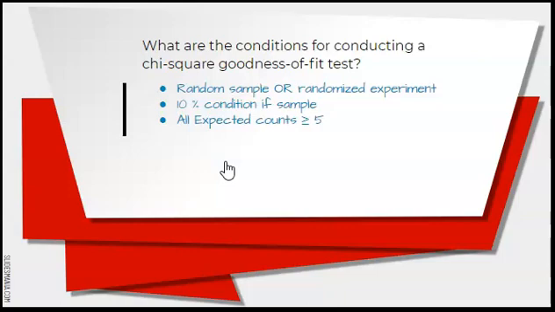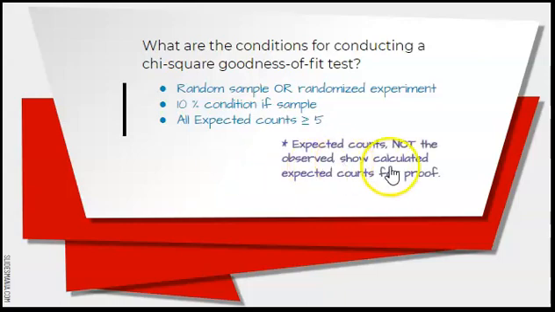Either you have a random sample or a randomized experiment. You got to check for that. You have to check the 10% condition if it's a sample. Again, if it's an experiment, you don't have to mess with that. And then as we stated, all the expected counts have to be greater than or equal to 5 for it to follow the chi-squared distribution shape.